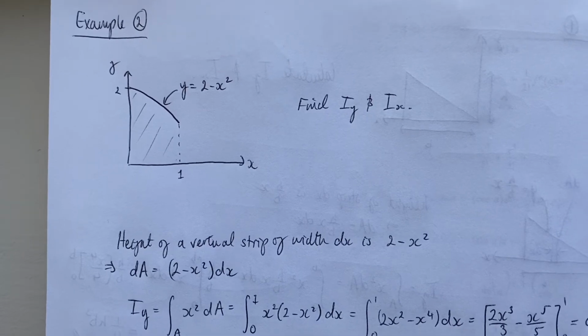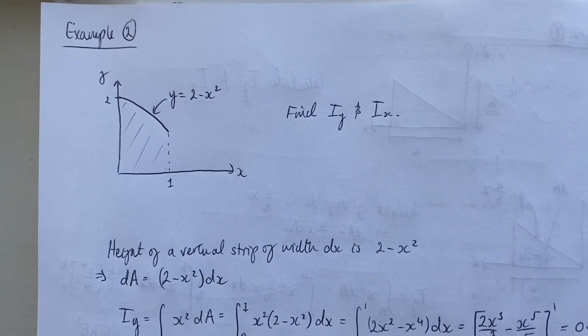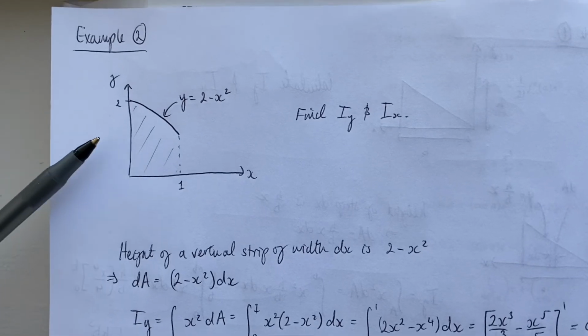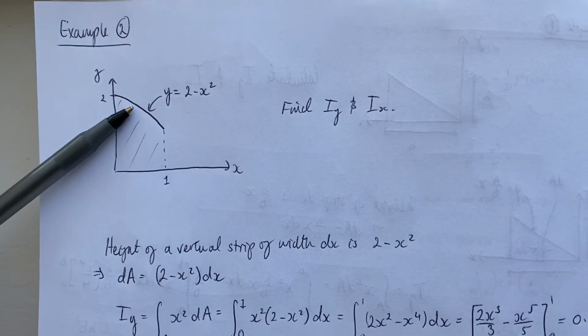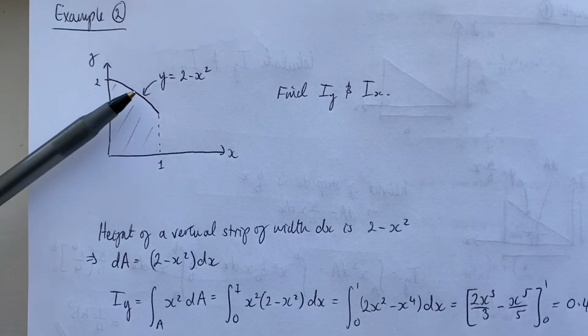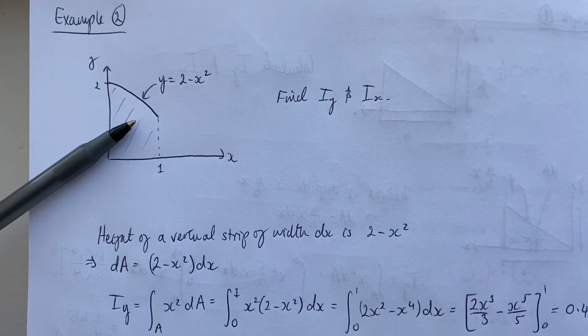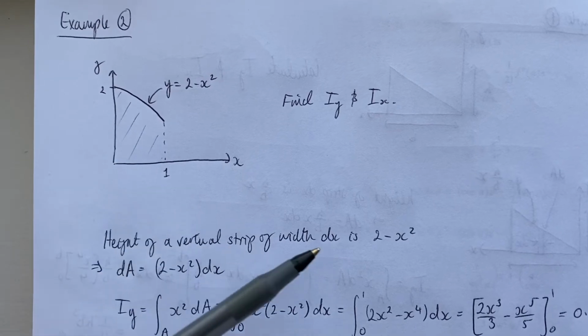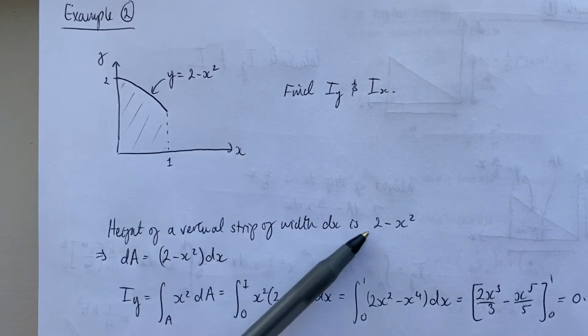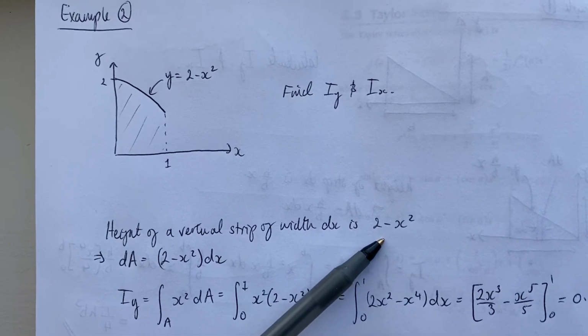So as we saw for the previous example, to find the moment of inertia about the y-axis, we split this area up into vertical strips. We find the height of those vertical strips based on the definition of the line which bounds the area. In this case it's 2 minus x squared.